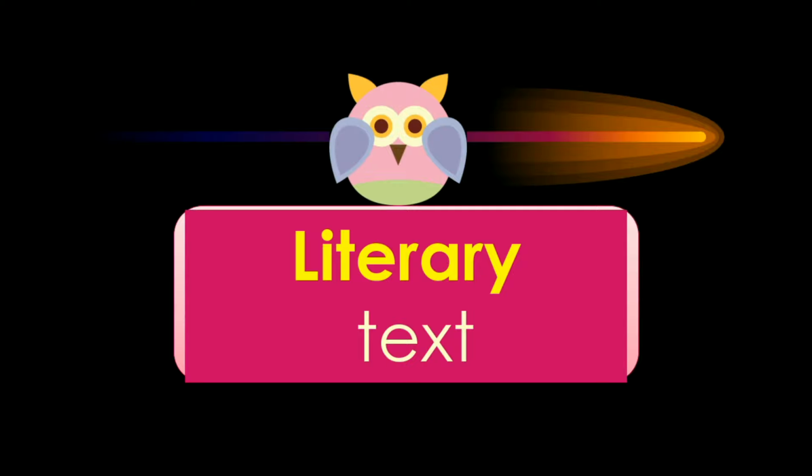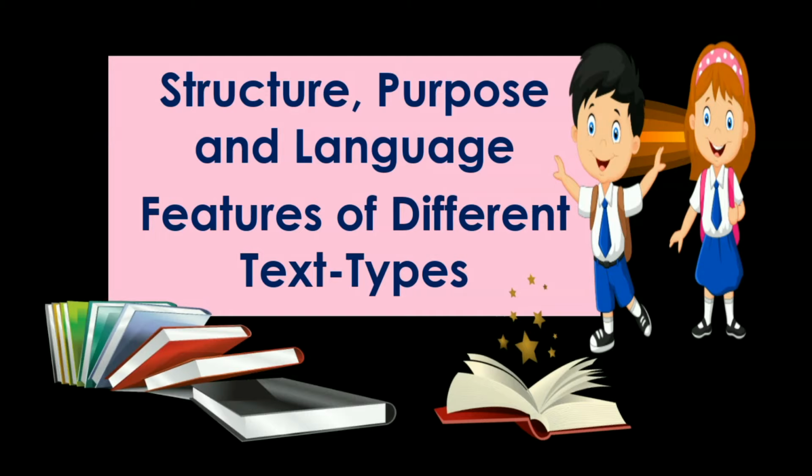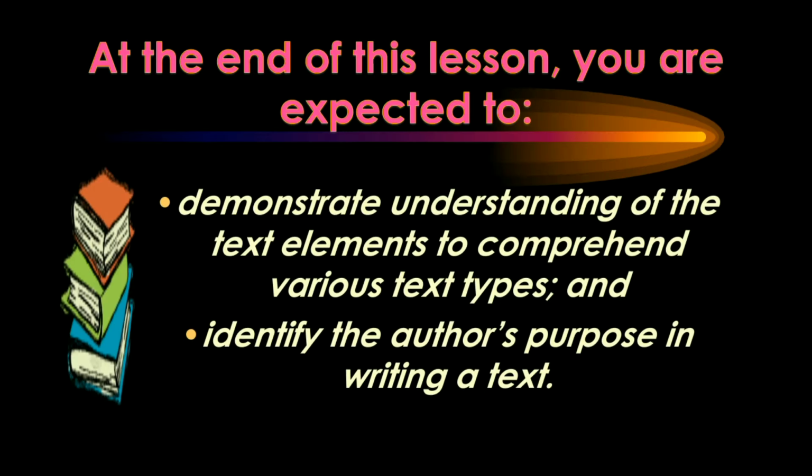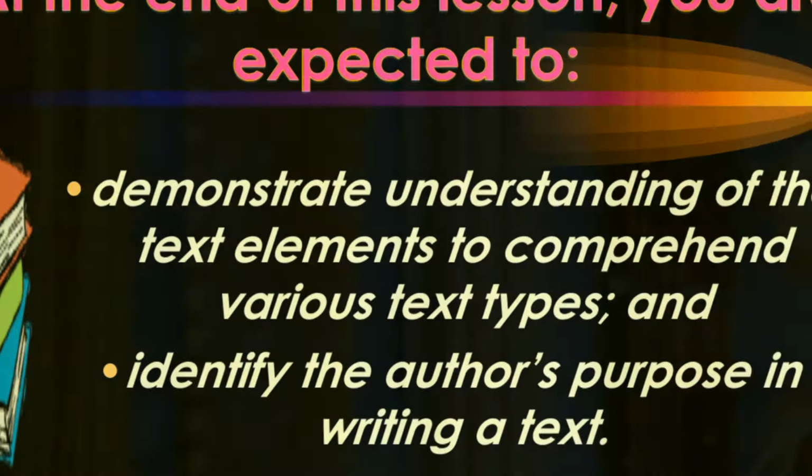Okay, good job if you got 5 over 5 in this activity, kids. So our lesson for today features different text types. This includes identification and analysis of the structure, purpose, and language features. At the end of this lesson, you are expected to demonstrate understanding of text elements to comprehend various texts and identify the author's purpose in writing a text.